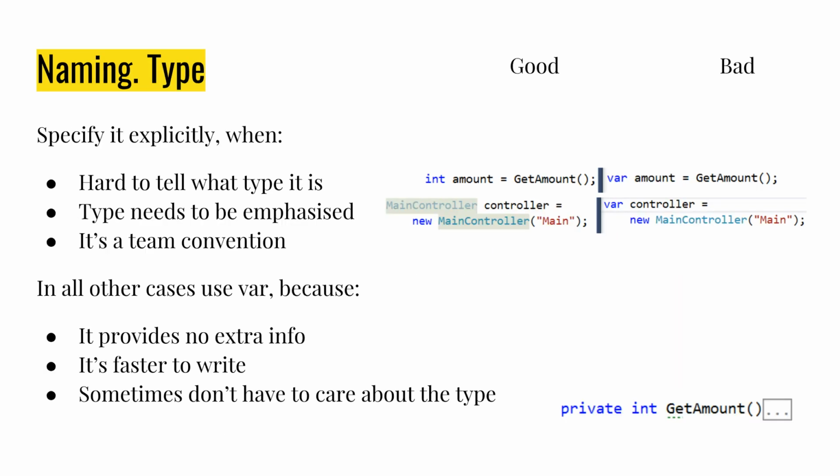In C#, we have a choice of either explicitly naming our types or implicitly via the var keyword. Var means that the compiler will predict what the value is. So when should you use which?